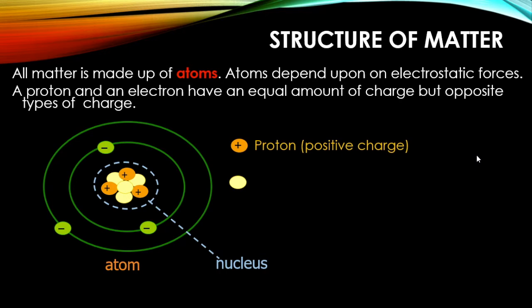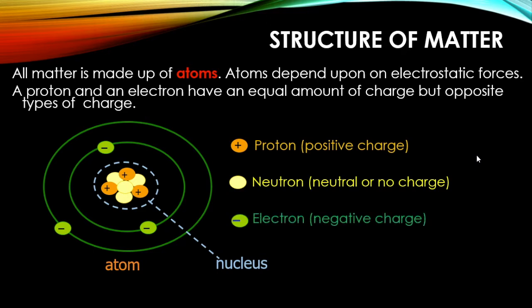This yellowish one that I'm showing you, and again, these aren't the actual colors, it's just the colors I'm using in the demonstration, is called a neutron. And a neutron has neutral or no charge. And then lastly, we have an electron, and an electron has a negative charge. So notice in this atom, we have 3 electrons and 3 protons, which means that it is neutrally charged. It does not have a positive or negative charge because it has the same of both.